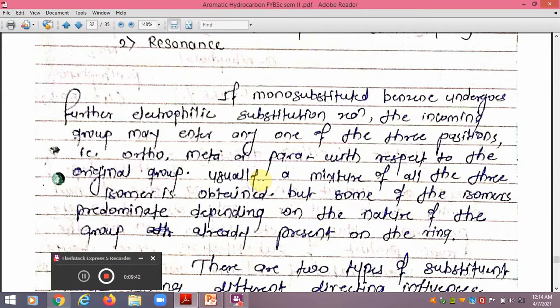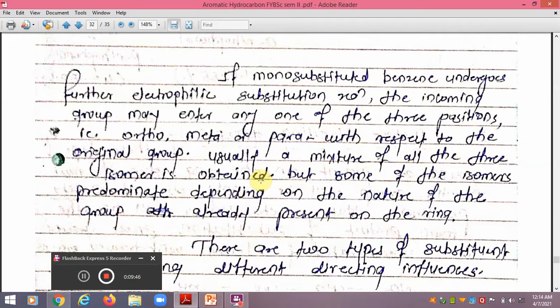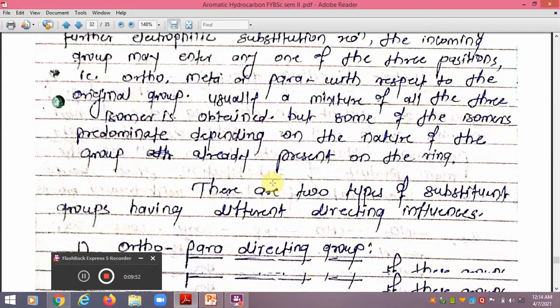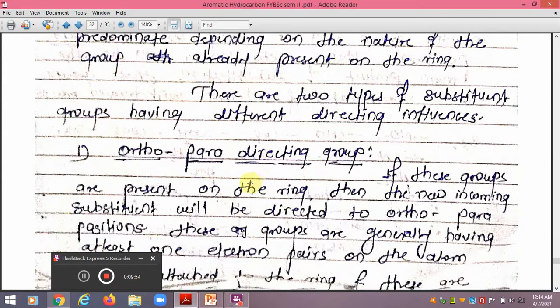That will decide the position of the incoming electrophile. Usually we get a mixture of these three isomers, but some of them are predominant depending on the nature of the groups already present, and we find two types of groups. The first type of groups are called ortho-para directing groups.